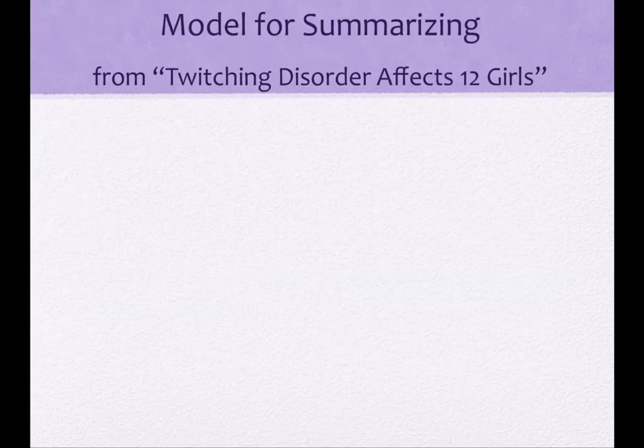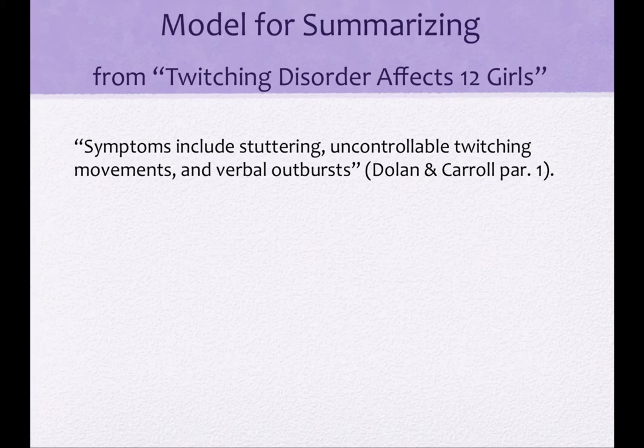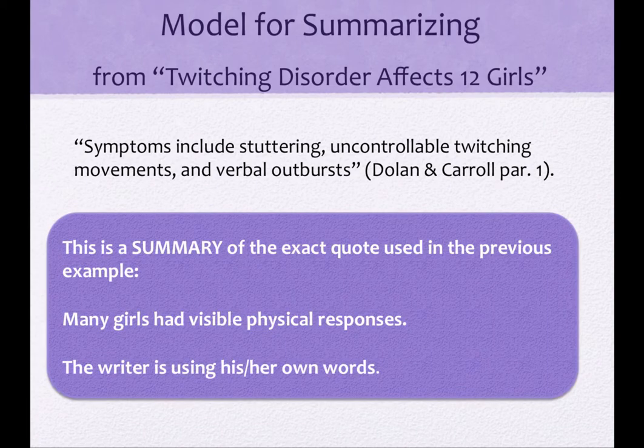Here's a model for summarizing. Symptoms include stuttering, uncontrollable twitching, movements, and verbal outbursts. This is a very short excerpt, and it's a quote from the story you saw before, and the two authors, Dolan and Carroll. The summary of that might look something like this. Many girls had visible physical responses. And the writer is using his or her own words, but is taking the number of words and seriously reducing them.